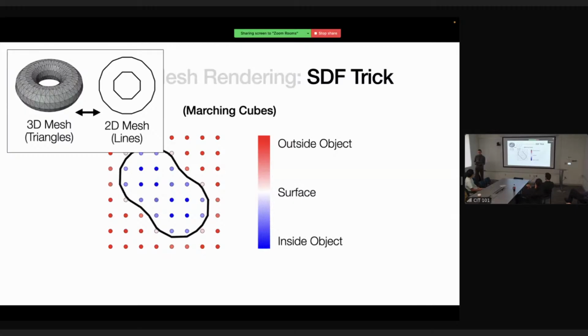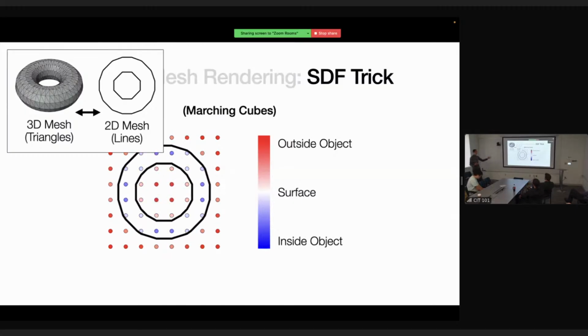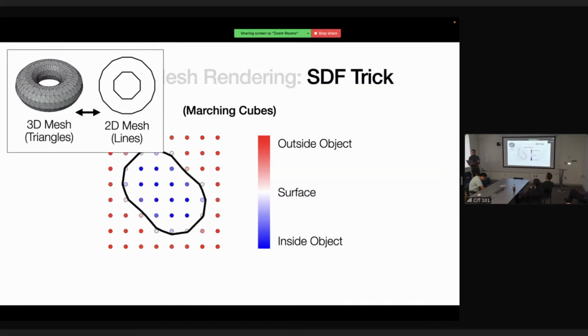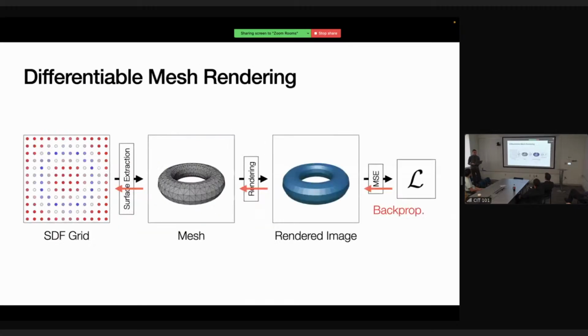You may be wondering, why does my mesh look like a bunch of lines? That's because it's a 2D visualization. In 3D, meshes are made of triangles. In 2D, meshes are made of lines. So a bunch of the visualizations in the presentation will look like lines, even though it would have been nicer to have 3D. That was too difficult. Okay.